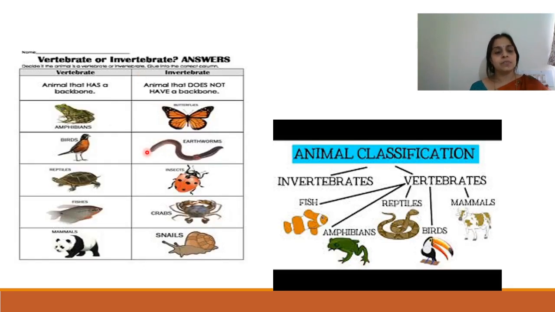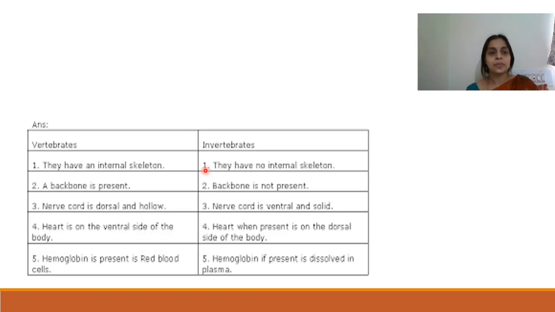Coming to vertebrates and invertebrates. As we know, vertebrates possess a backbone, whereas invertebrates don't have a backbone. Coming to differences. Vertebrates have an internal skeleton, a backbone is present, and the nerve cord is dorsal and hollow in nature. The heart is positioned on the ventral side of the body. Hemoglobin is present in RBCs.